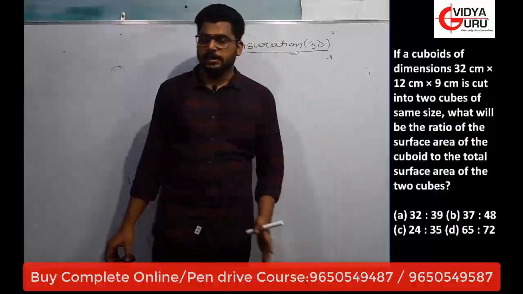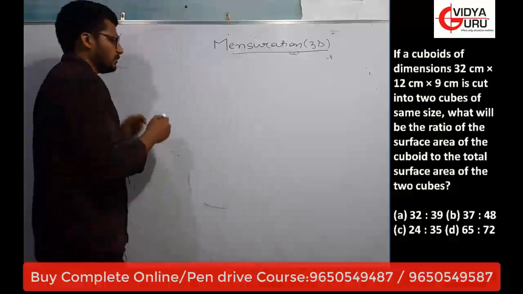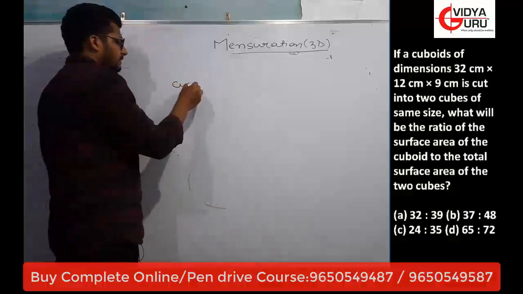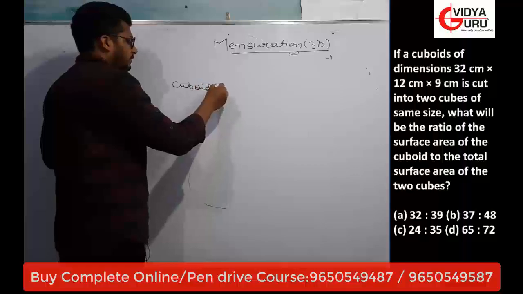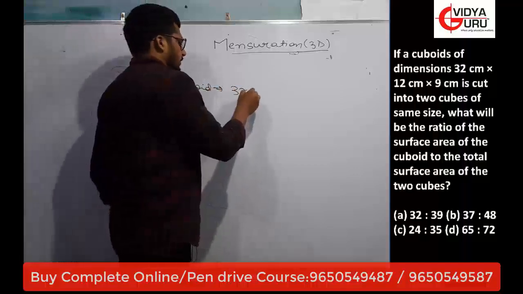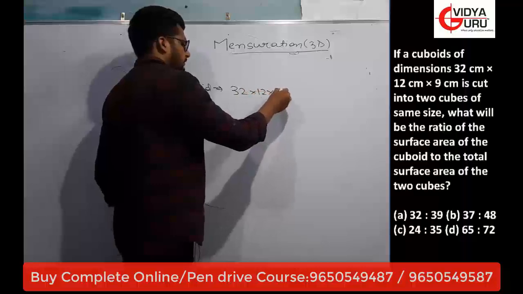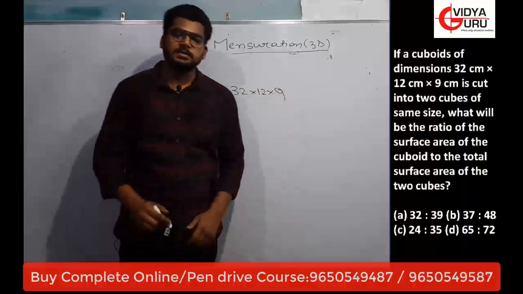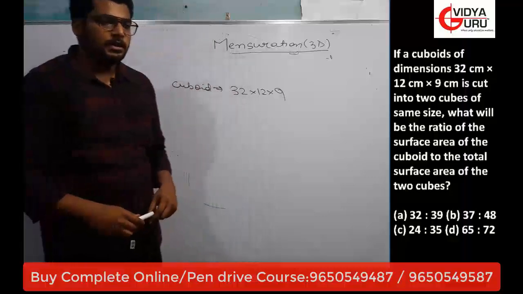What does the next question say? A cuboid is given of dimension 32 into 12 into 9. These are the measurements of the sides of the cuboid.